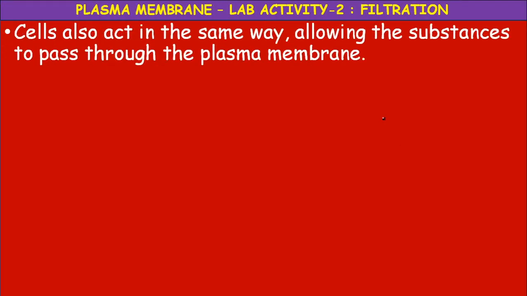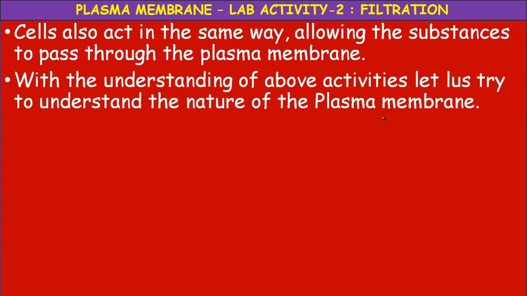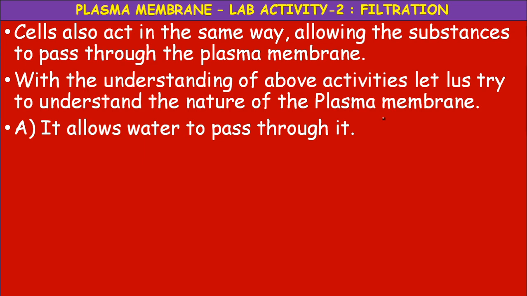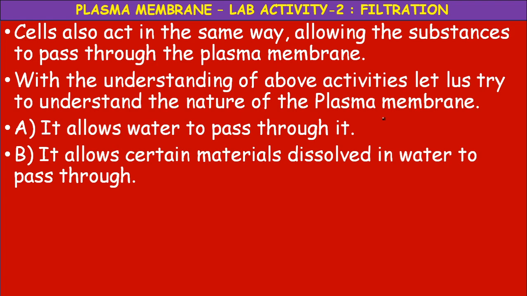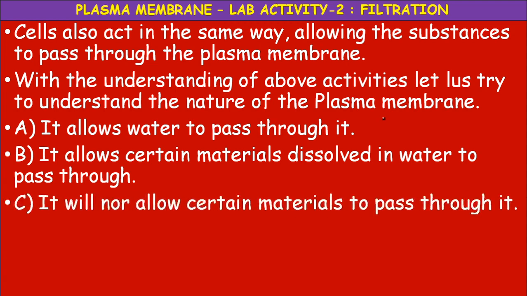So here the cells also act in the same way, allowing substances to pass through the plasma membrane. With the understanding of the above activities, let us try to understand the nature of the plasma membrane. So the first one, it allows water to pass through it. It allows certain materials dissolved in water to pass through it. It will not allow certain materials to pass through it.